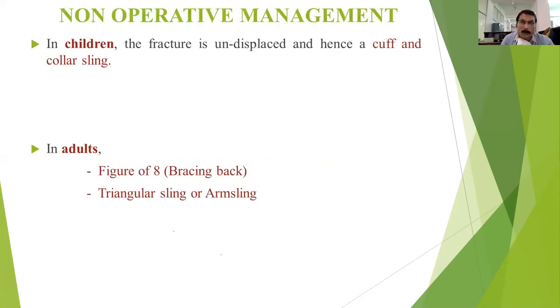So what is the treatment of choice? Most cases of fracture clavicle can be treated by conservative treatment. Operation is very limited. Even in case of children, if the fracture is undisplaced, only a collar and cuff is sufficient. But in case of adults, you have two parts. One is the clavicle brace, or what is called the figure of 8 bandage, and a triangular sling you have to apply here to avoid gravity pulling the fragment down.